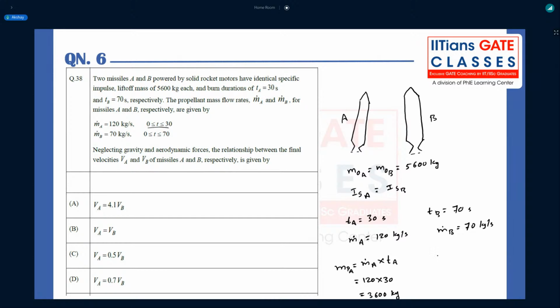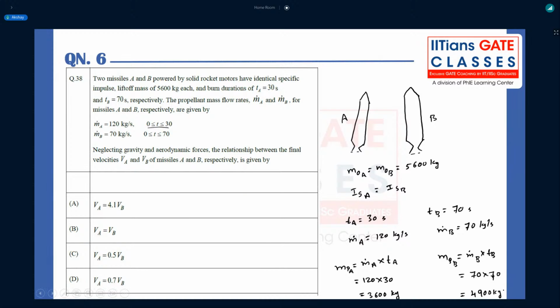So similarly, the mass of the propellant carried by engine B is the mass flow rate of engine B times the burn duration in engine B. So that is again going to be 70 into 70. So that is 7 7s are 49. So that is 4,900 kg of propellant which it is carrying, right?